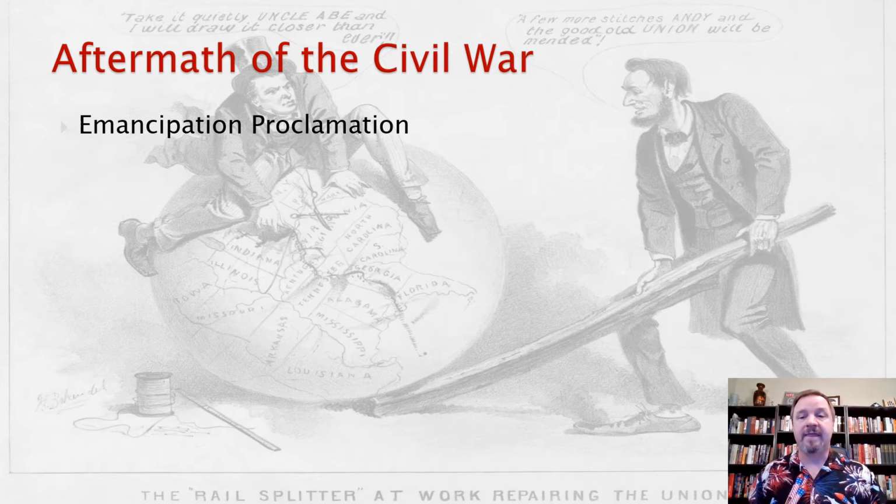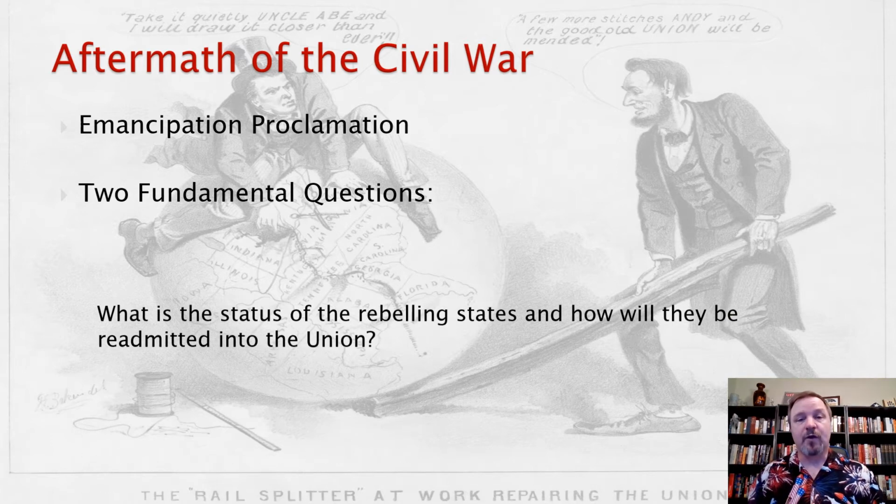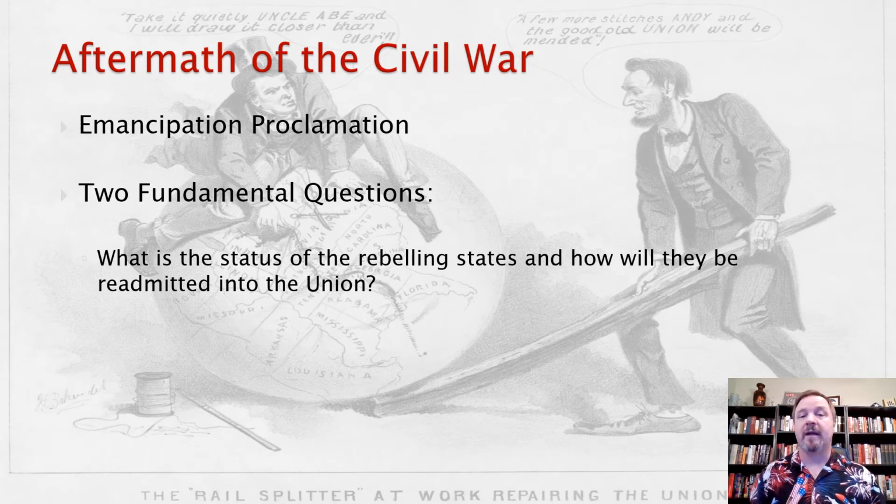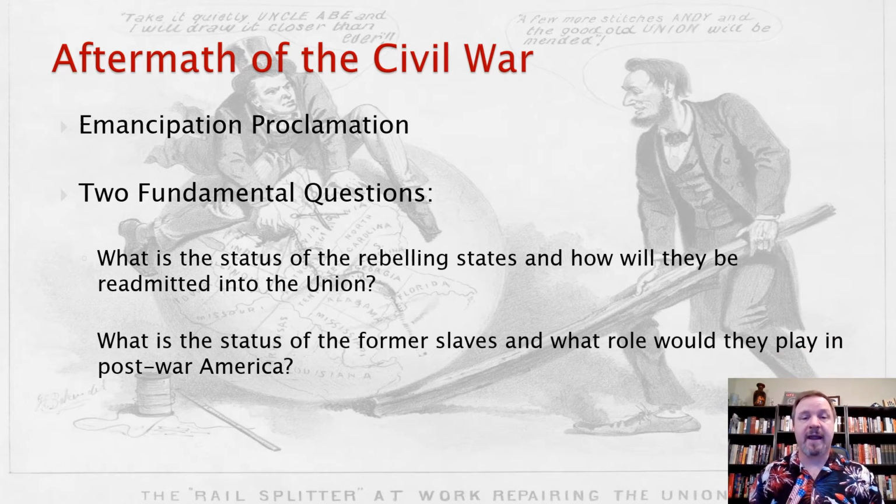However, when the war ended, that left two new fundamental questions that needed to be answered. The first question is, what is the status of the rebelling states and how will they be readmitted into the Union, right? The second question that needed to be answered was, what is the status of the former slaves and what is their role that they're going to play in this new post-war America, right? Now, the period that we're going to look at that kind of addresses these questions is the period between 1865 and 1877, which is often referred to as the Reconstruction years.